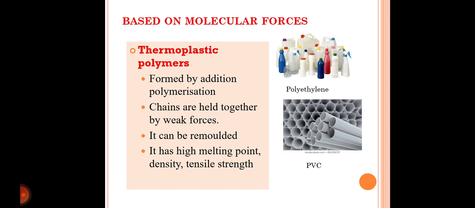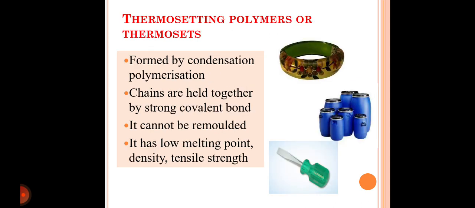It can be remolded. It has high melting point, density and tensile strength. Similarly, thermosetting polymers are formed by condensation polymerization. The chains are held together by strong covalent bonds and it cannot be remolded easily. It also has low melting point, density and tensile strength.